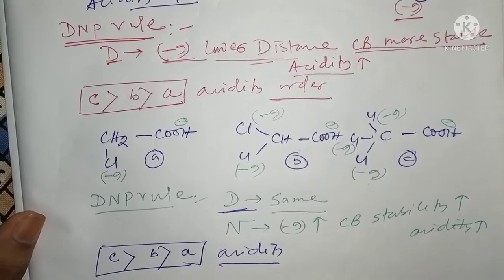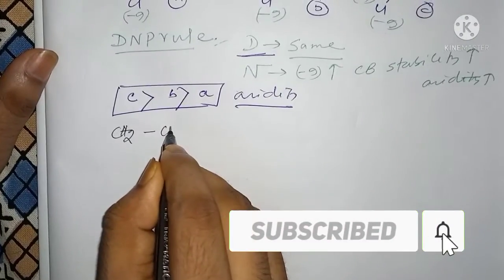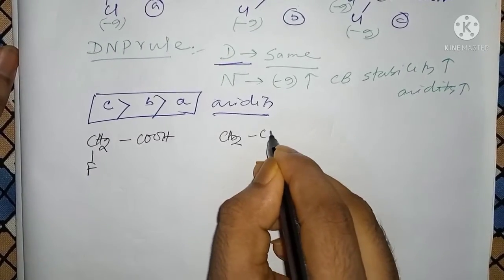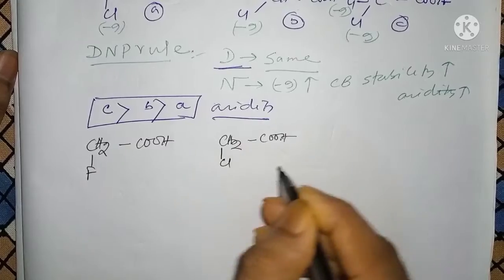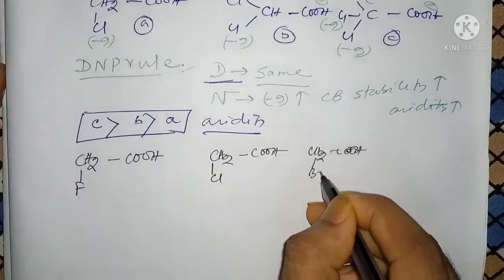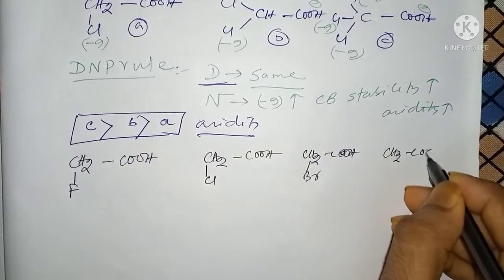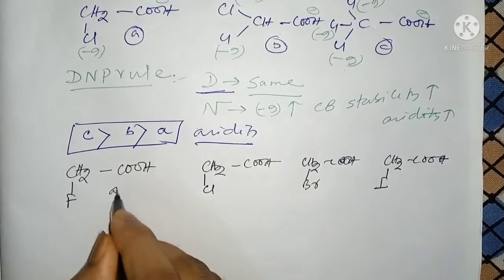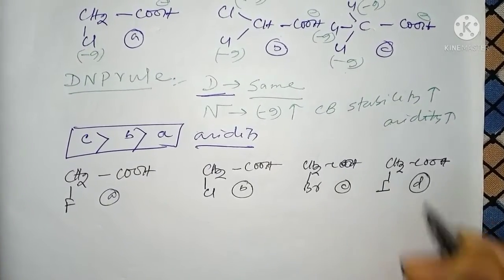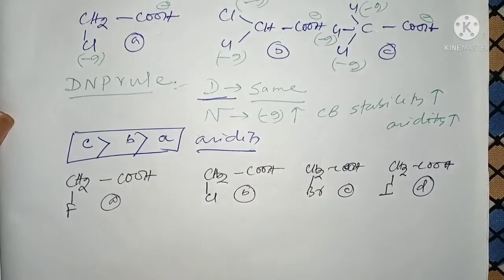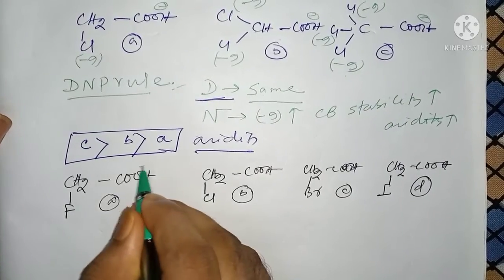This is the order. Now another example: CH2FCOOH, CH2ClCOOH, CH2BrCOOH, CH2ICOOH. This is A, B, C and D. We need the stability of the conjugate base, the acidity order.